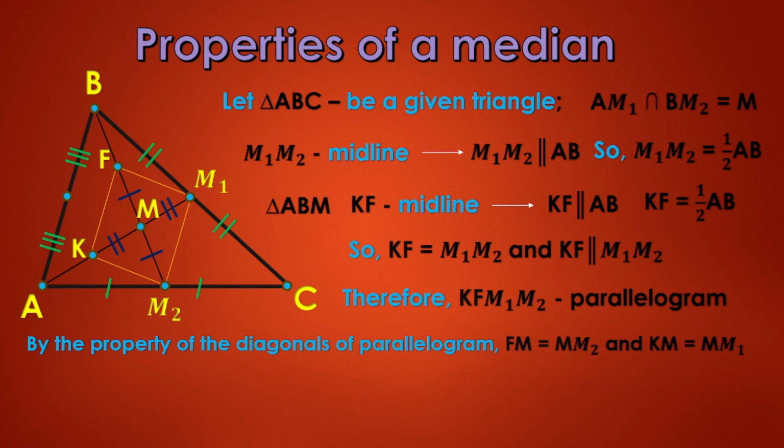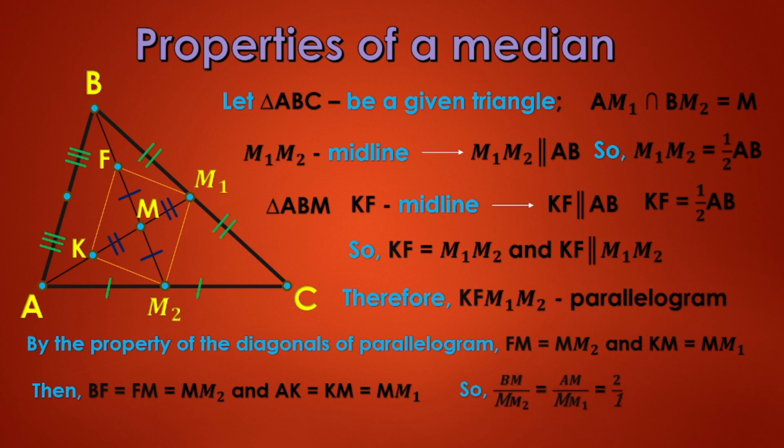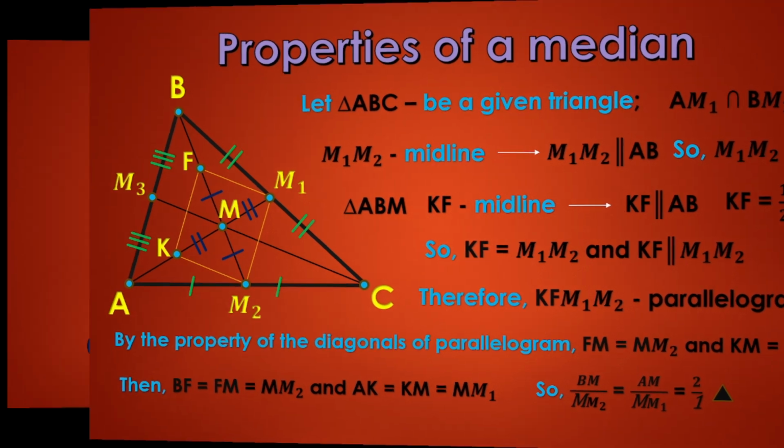Therefore, BF equals FM equals MM2 and AK equals KM equals MM1. Therefore, BM over MM2 equals AM over MM1 equals 2 over 1, which was to be proved. Having drawn the third median CM3, it can be shown similarly that the point of intersection of the medians also divides it in the ratio 2 over 1.